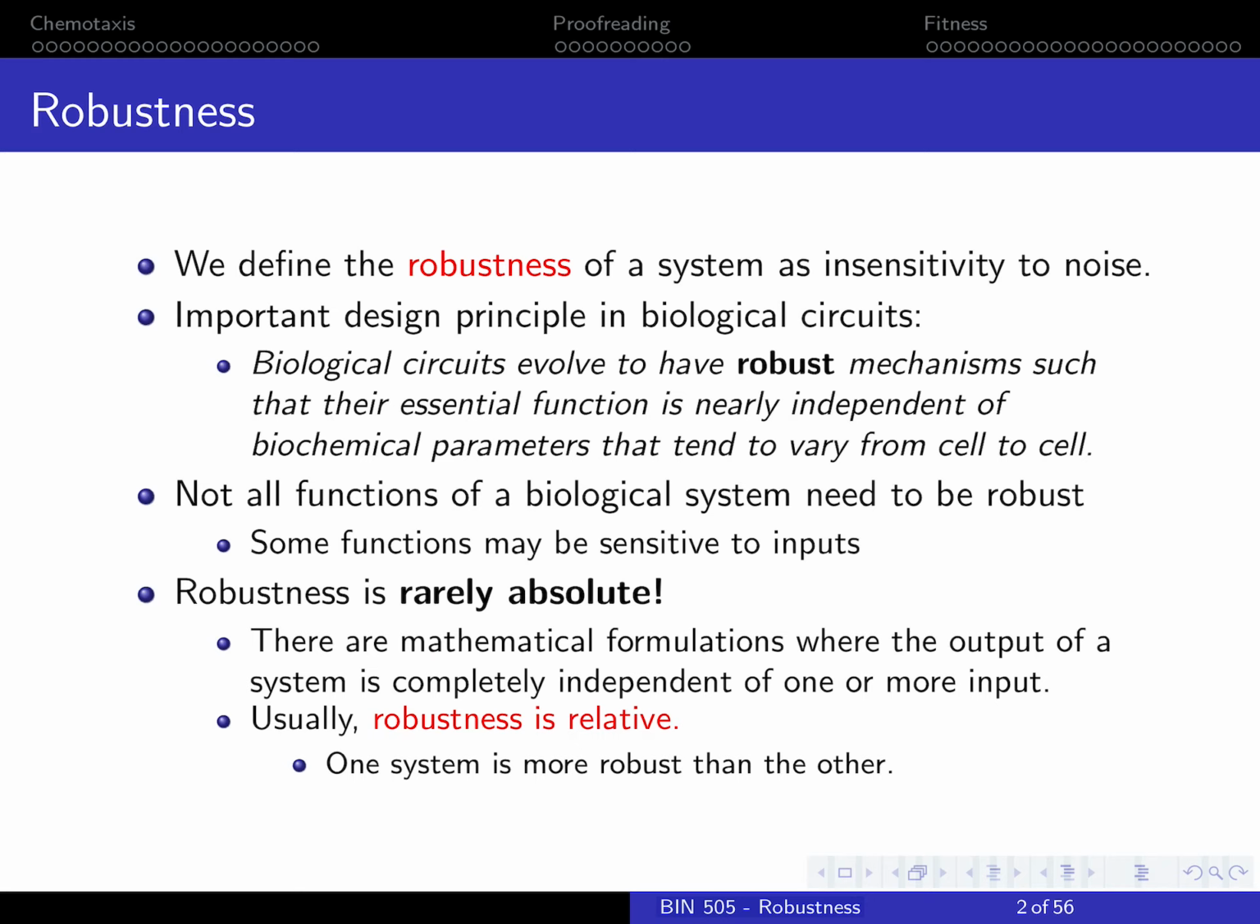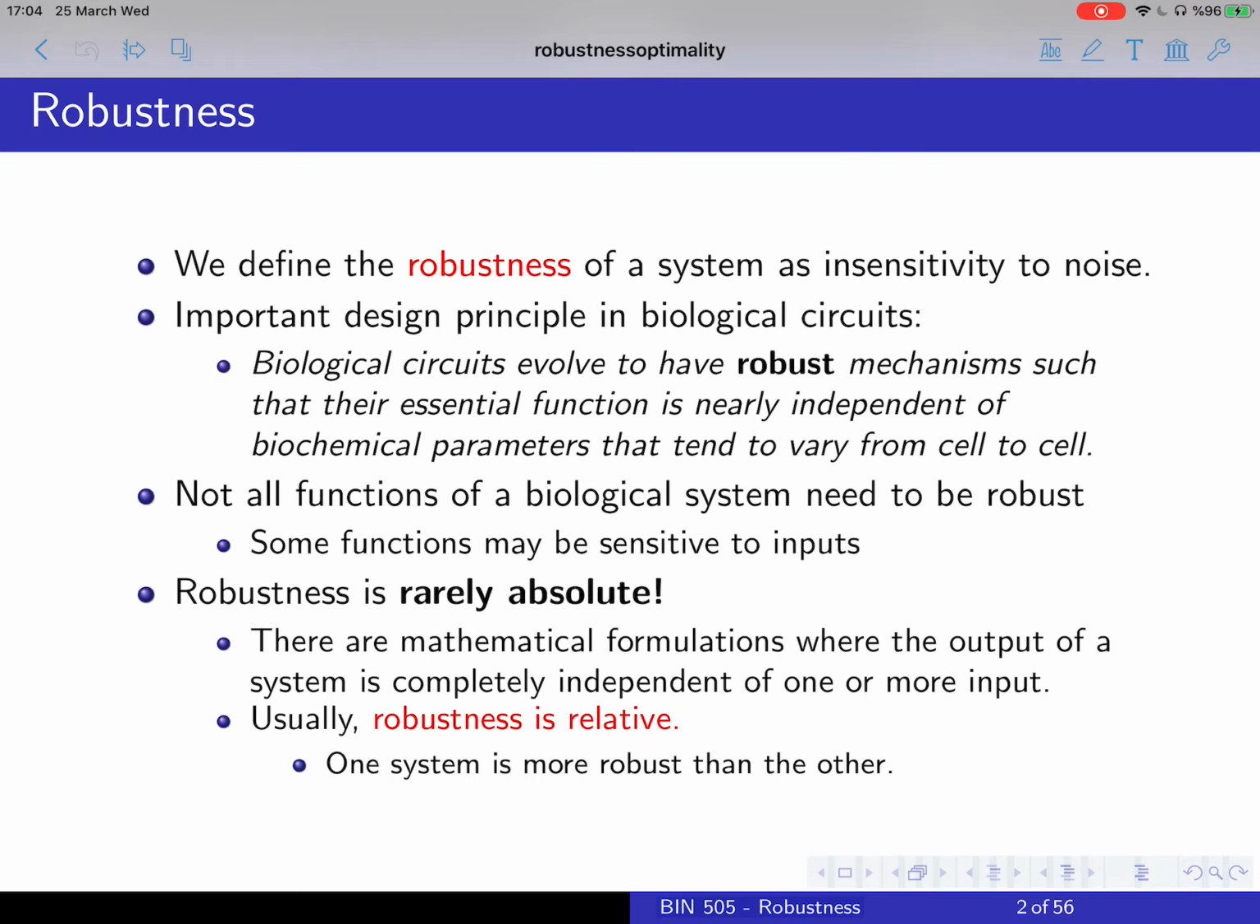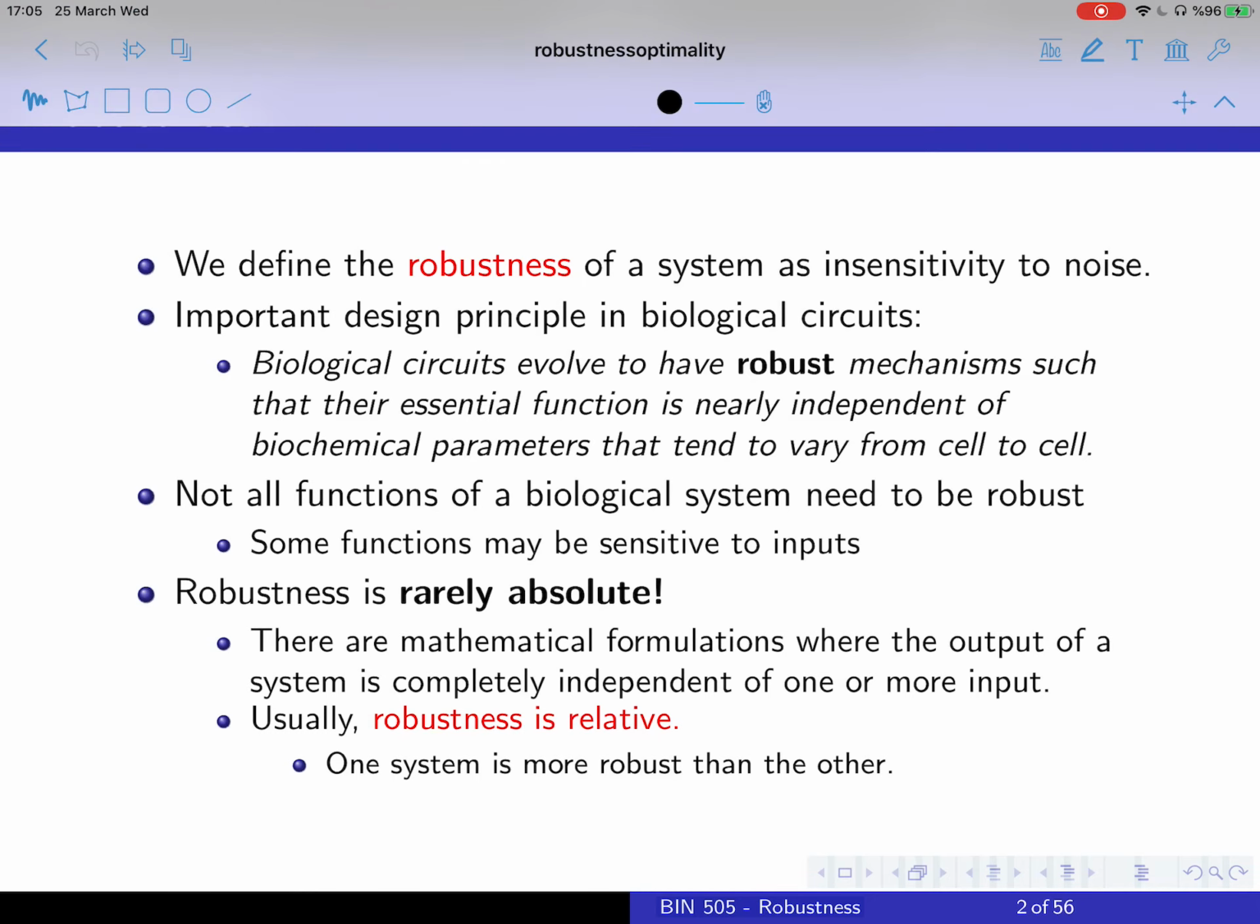The textbook, Alon's book, defines robustness as: biological circuits evolve to have robust mechanisms such that their essential function is nearly independent of biochemical parameters that tend to vary from cell to cell. And so you have to think about what varies from cell to cell. The thing that varies most often from cell to cell is the amount of protein. So our first example will be based on that.